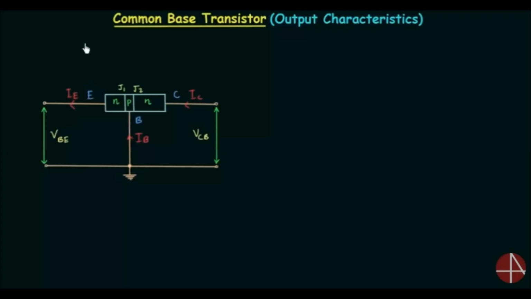the early effect and we obtained the input characteristics of common base transistor. In this lecture, we will obtain the output characteristics of common base transistor. It is the graphical relation between the output current and the output voltage for various levels of input current.